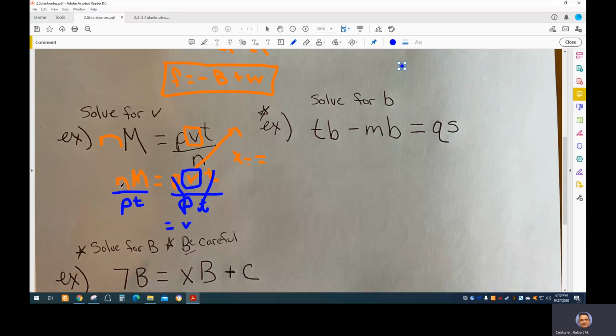Notice none of that can cancel. It's all different. So I'm left with little m over a capital M divided by a p t equals v. And like that, you're done. Again, this was the multiplication division property of equality that allowed us to do that.